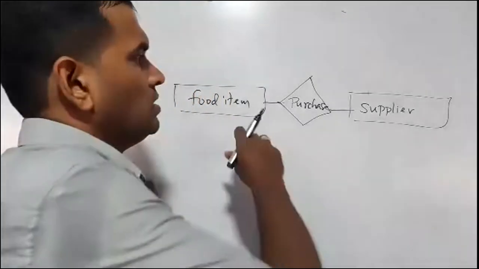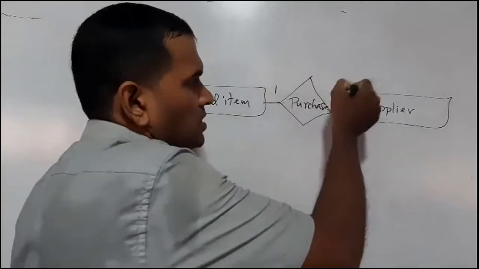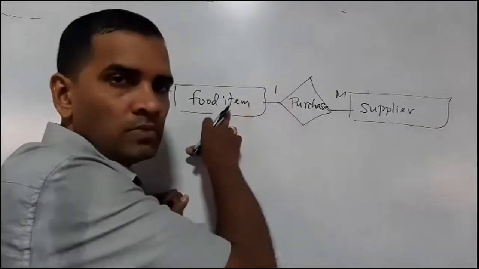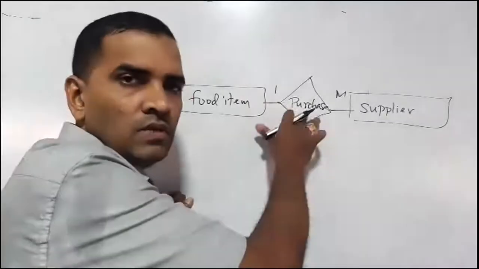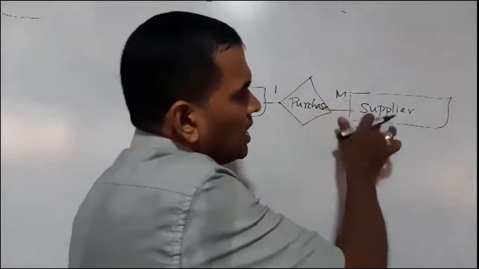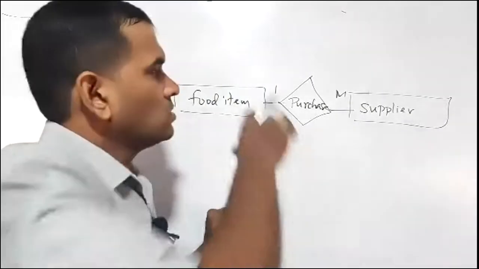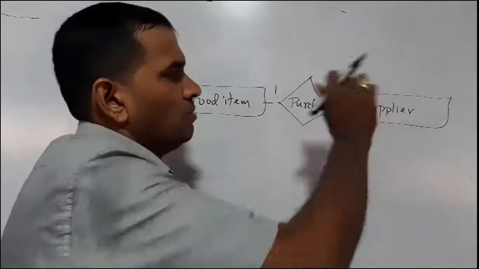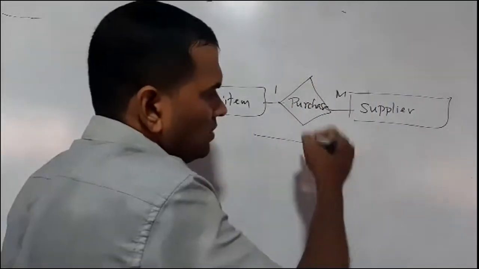Right now, if it is one to many, listen to me. If it is one to many, what does it mean? Look at this. This one belongs to food item. So one food item. Look at the connection verb purchase. So one food item is purchased from many suppliers. If it is one to many, it means one food item is purchased from many suppliers. That is the meaning in this direction.